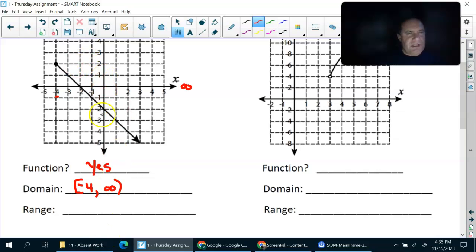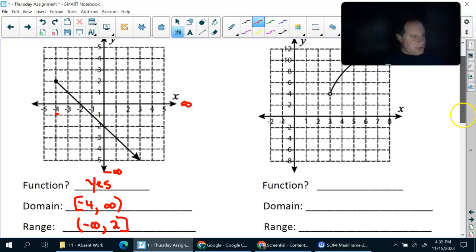For the range, the lowest part of this graph is negative infinity. It goes in that direction forever. So we're going to put parenthesis, negative infinity. And then the highest point of this graph is 2. And we put a bracket because it's a closed circle.